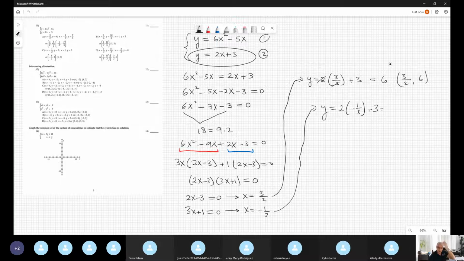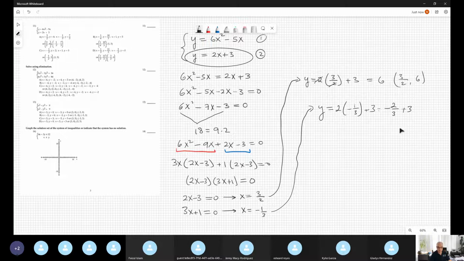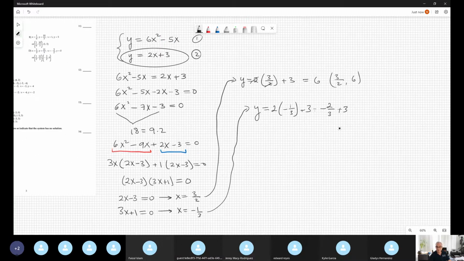Okay, using the other value, y is equal to 2 times negative 1/3 plus 3. This is negative 2/3 plus 3. 3 is a whole number, therefore the LCD is 3, and negative 2 plus 9, because 3 times 3 is 9, so it's 7 over 3. And the point is negative 1/3, comma 7 over 3.